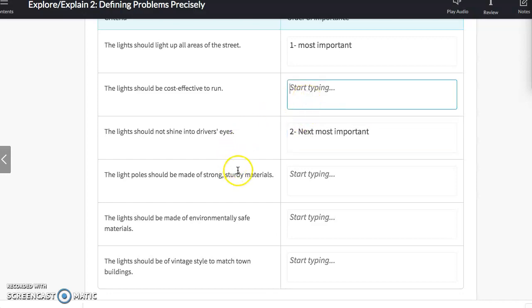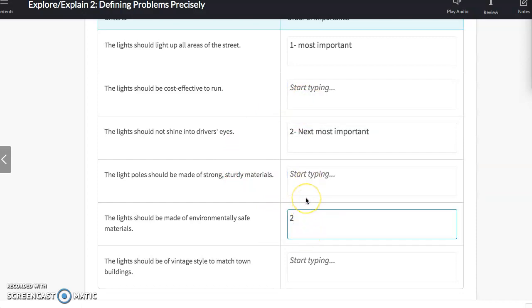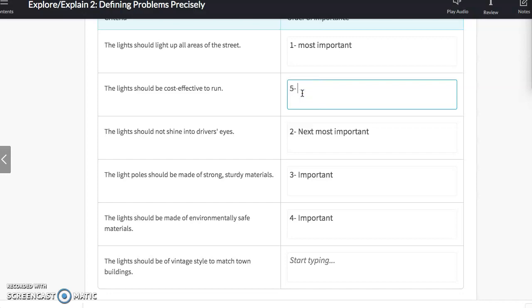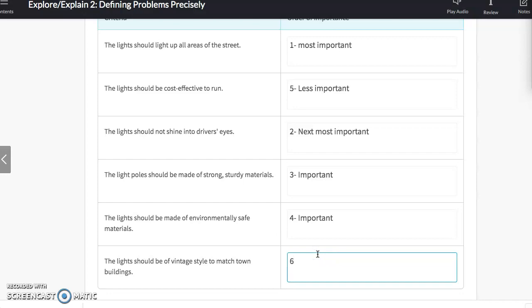Cost effective, sturdy. It's more important that it's sturdy and environmentally safe. Environmentally safe. Well, sturdy because you don't want it to fall on you. Important. For important, cost effective is more important to me than how pretty it is. So 5, less important. 6, least important.